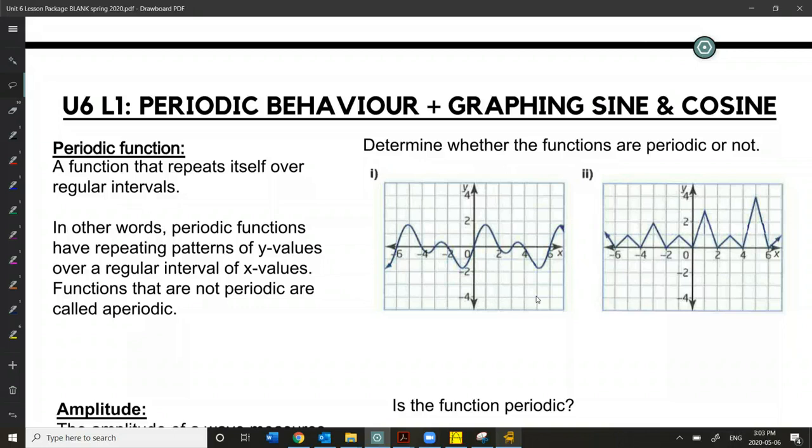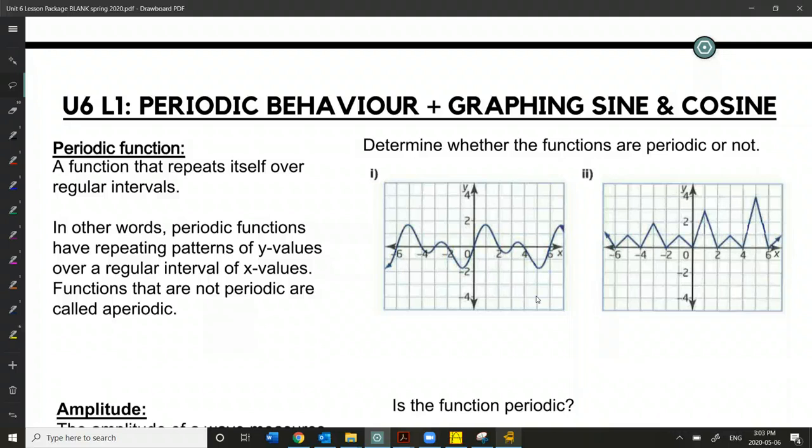A periodic function is basically a function that repeats itself over regular intervals. In other words, you're going to have y values that are repeating over a regular interval of x values. Now, if a function is not periodic, typically it's called aperiodic.